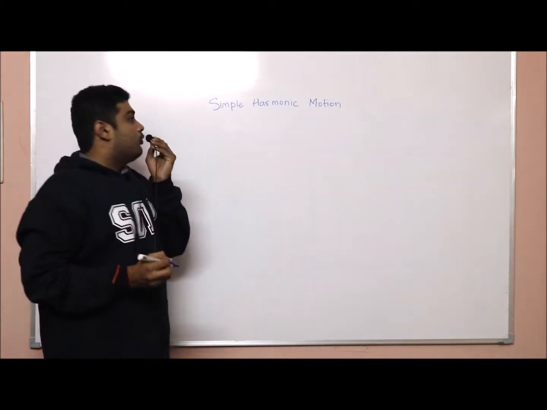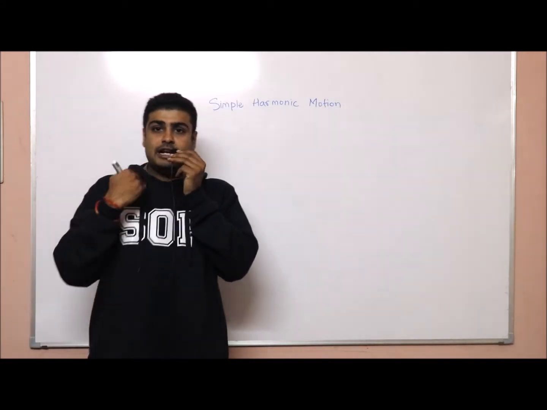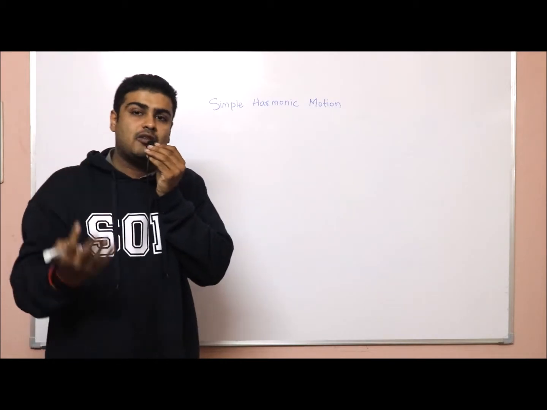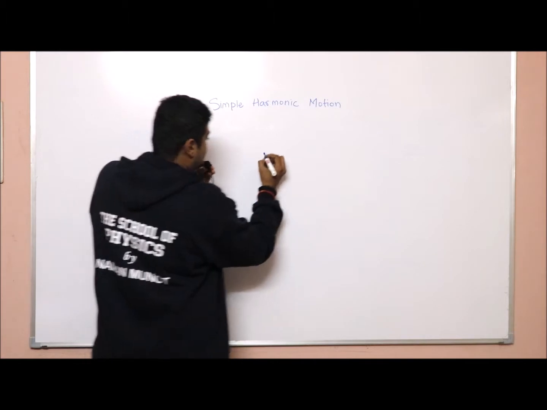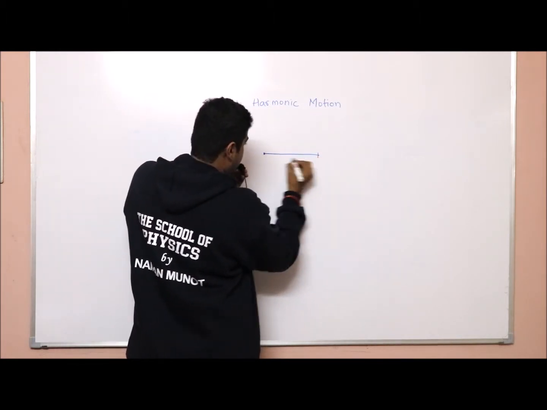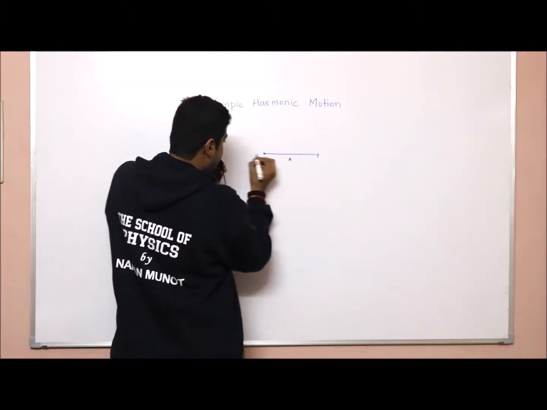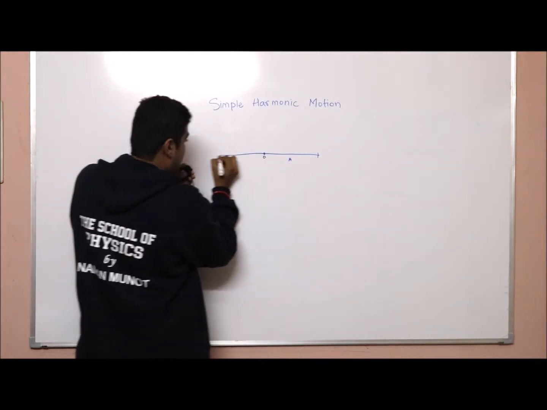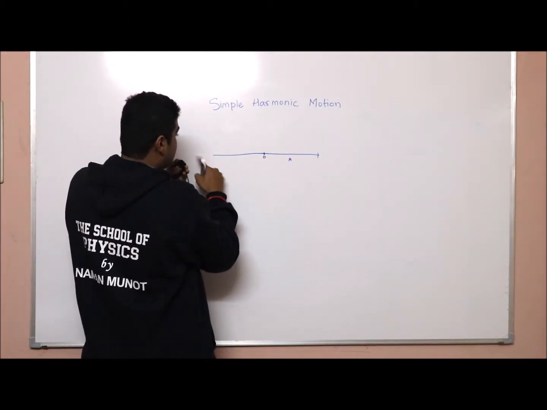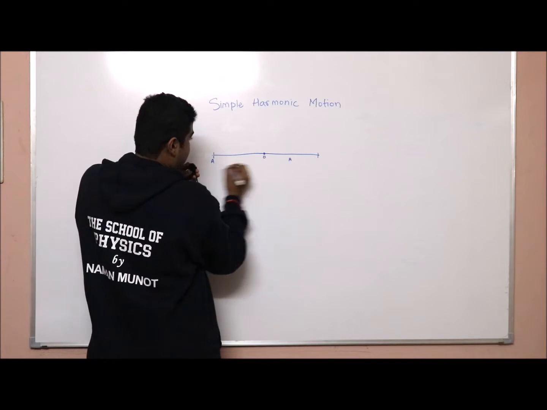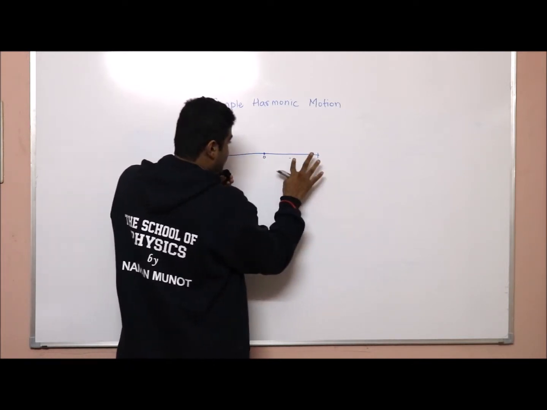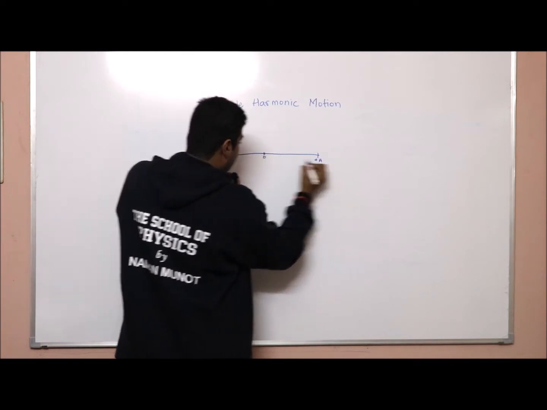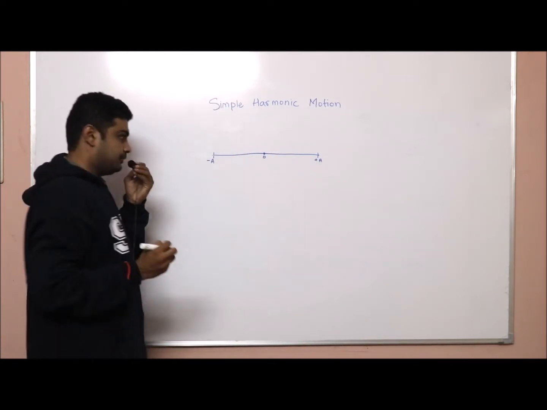So what is simple harmonic motion? First, let me make you imagine what it looks like. Here is this object, and it goes to a distance A from the origin, and then it goes back to the other position A. Both the positions are the same distance. Let's call one positive A, and let's call the other negative A.